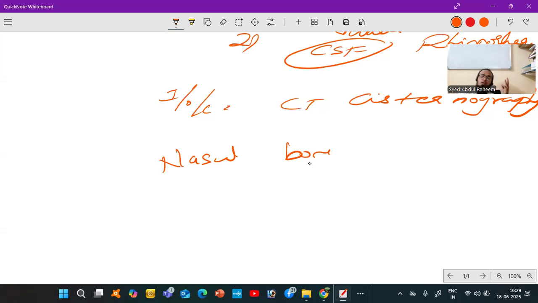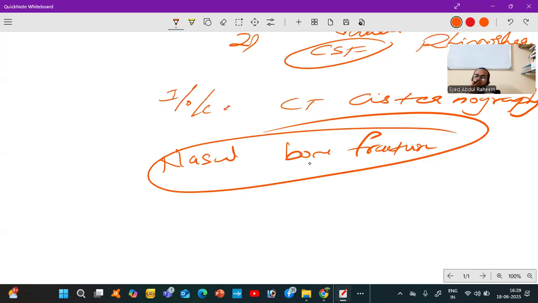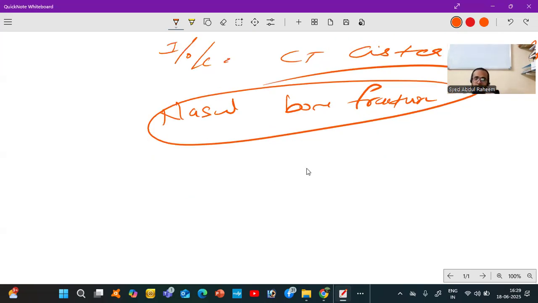Next, the most common pathology is nasal bone fracture. First we discussed sinusitis, nasal polyps, facial trauma. Now nasal bone fracture. Nasal fracture means a fracture of the nasal bone, between the two nostrils. We have one nasal bone and the septum. For that, the investigation of choice is NCCT.